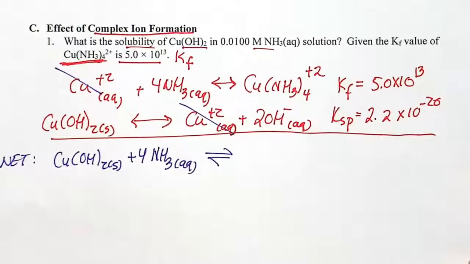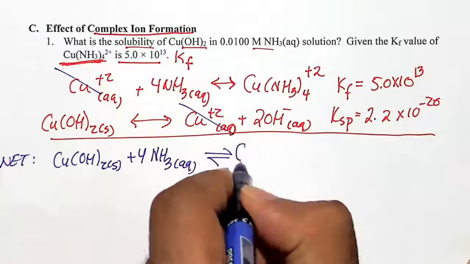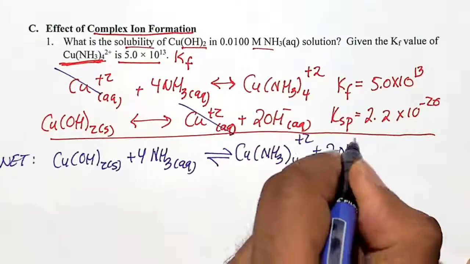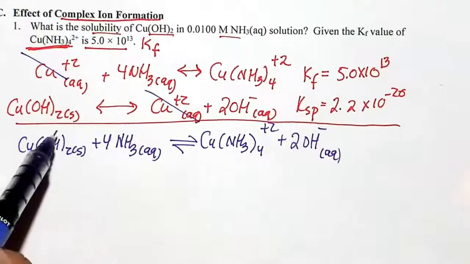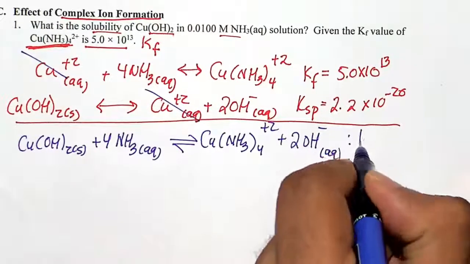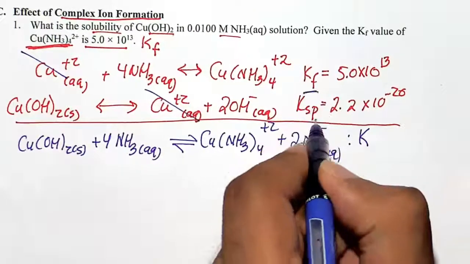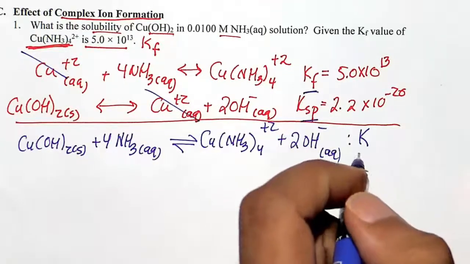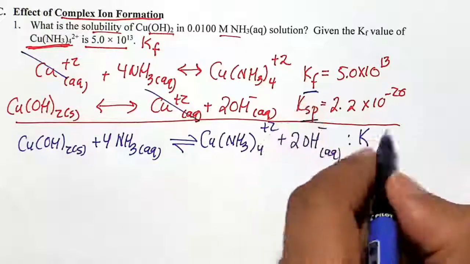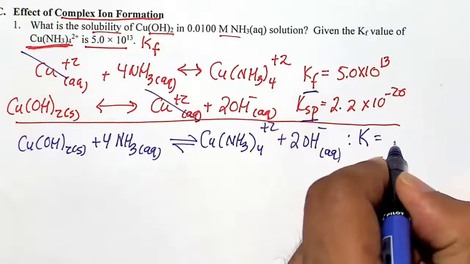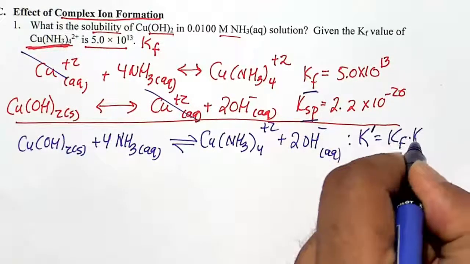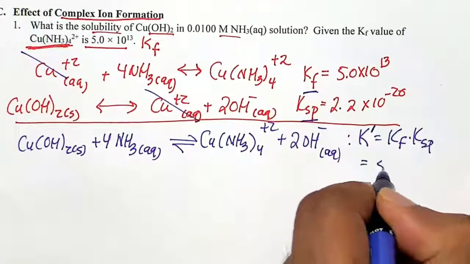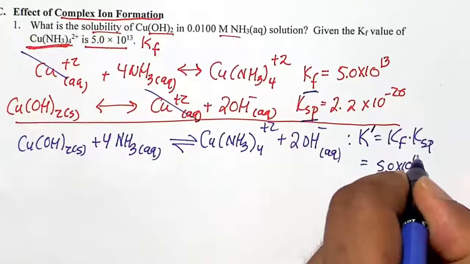This is in an equilibrium to give you your complex ion in solution. When you add reactions, you multiply their equilibrium constants. So our new K value, I'll just call it K prime, is going to be Kf times Ksp, which is 5 times 10 to the 13th.